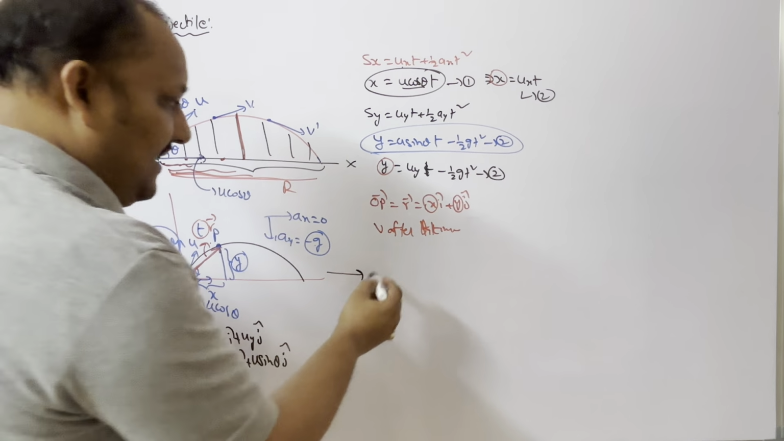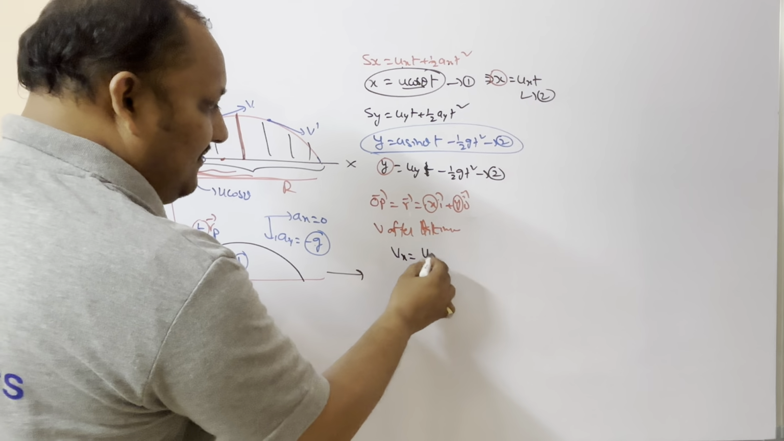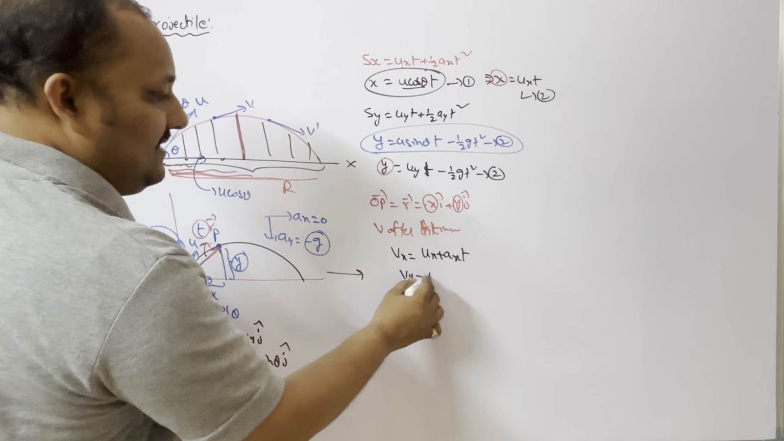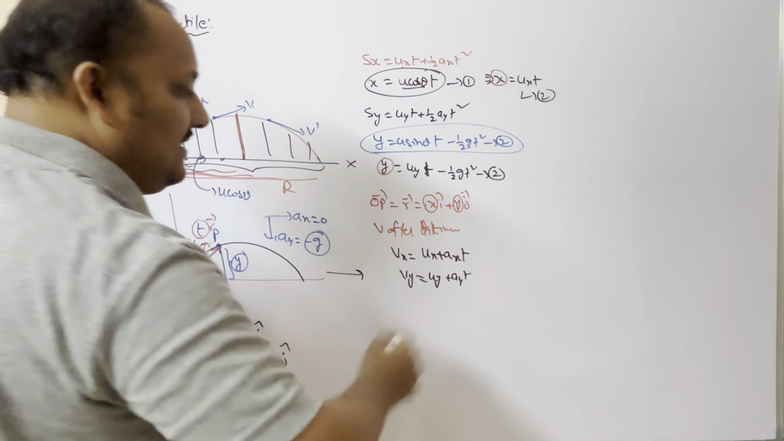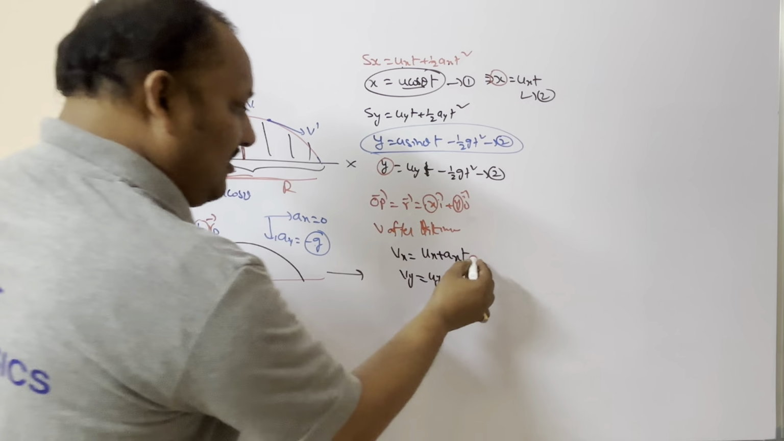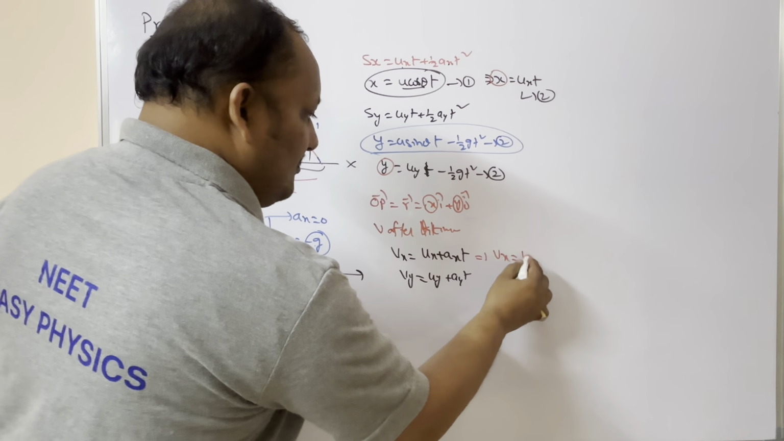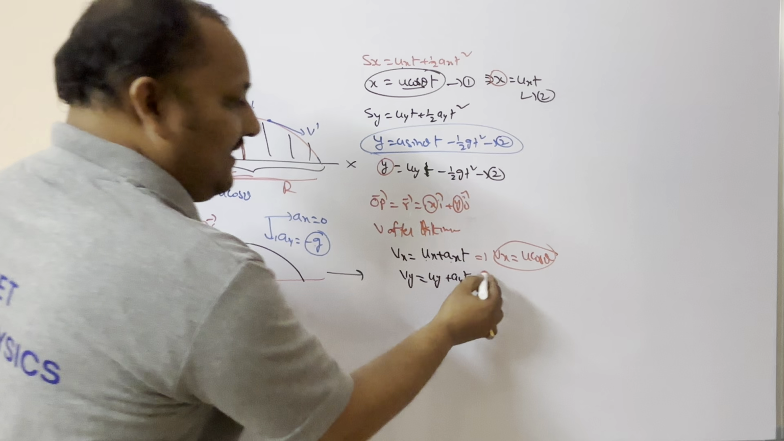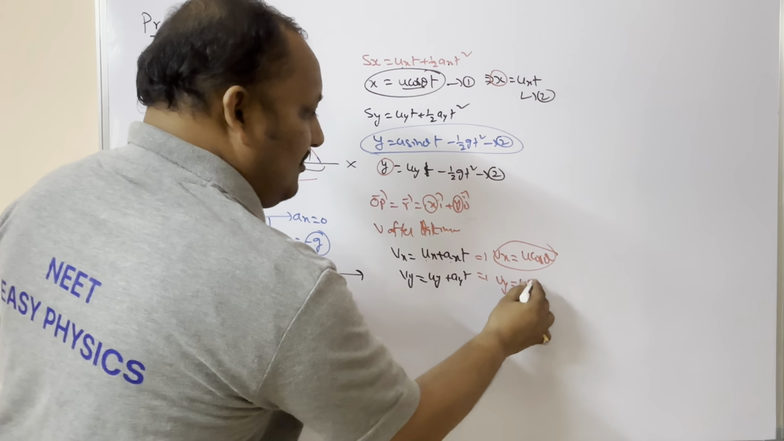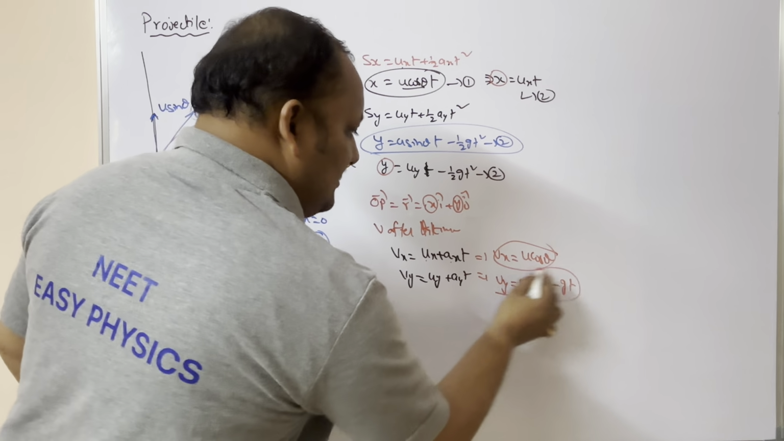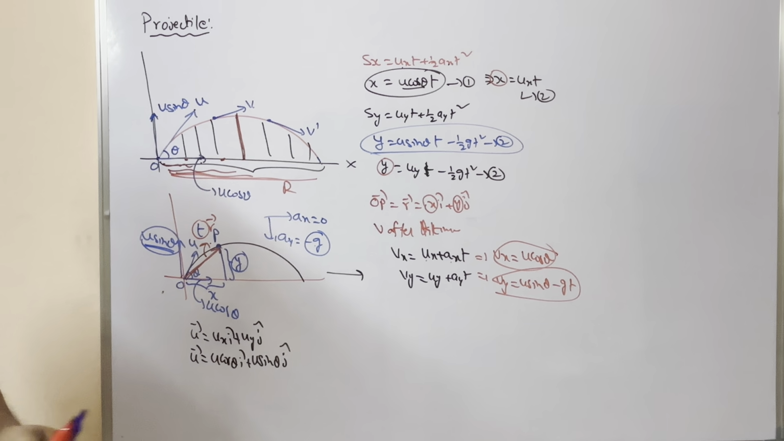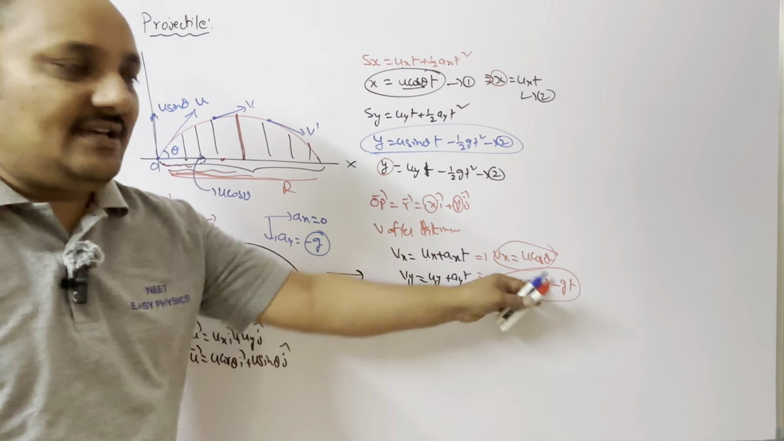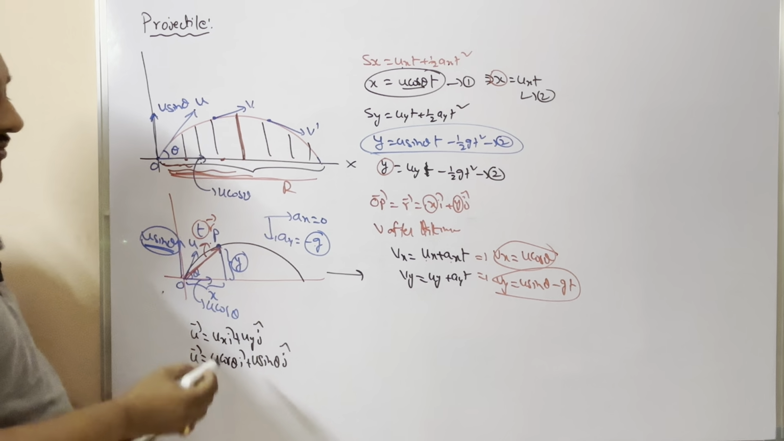Now, what is the velocity? Again, we have to find Vx equal to ux plus axt. Vy is equal to uy plus ayt. Now, what is Vx? The horizontal velocity after t time. So, u cos theta, as ax is 0. What is Vy? Vy is u sin theta minus gt. That is the horizontal velocity and the vertical velocity after t time, at this point.